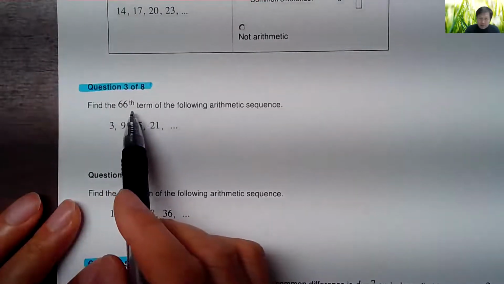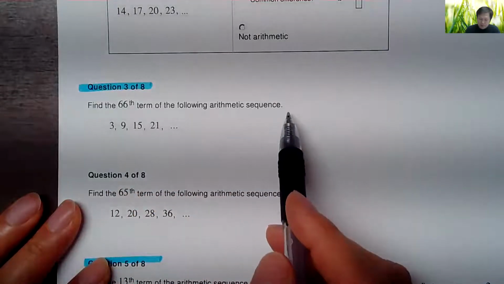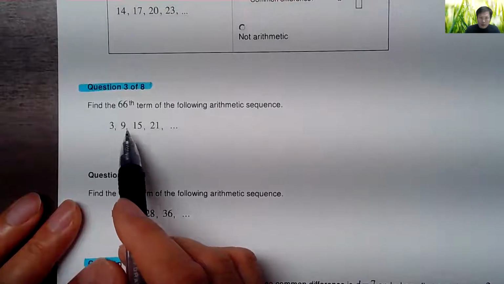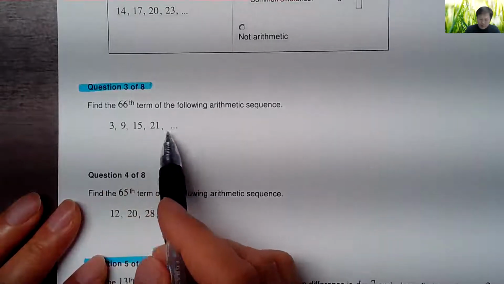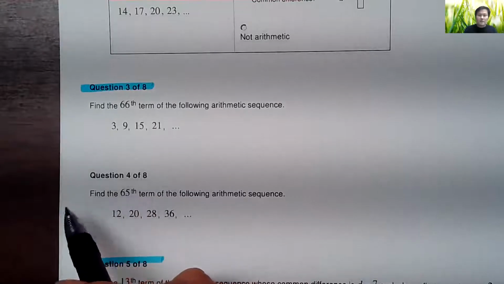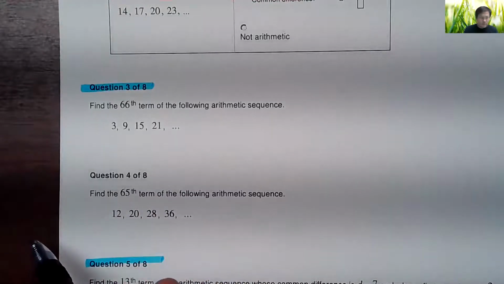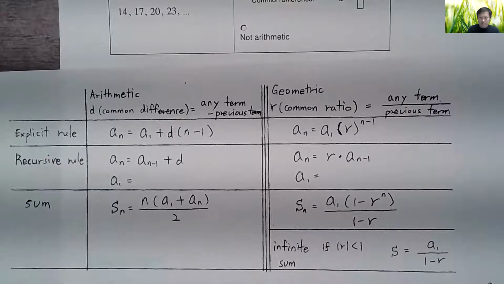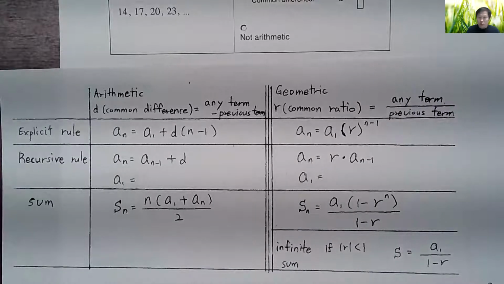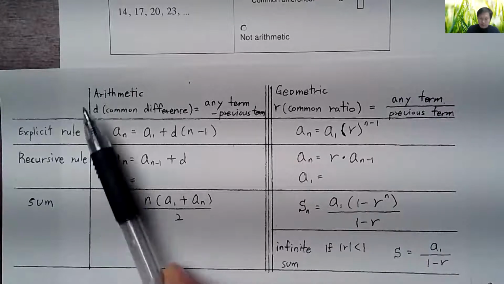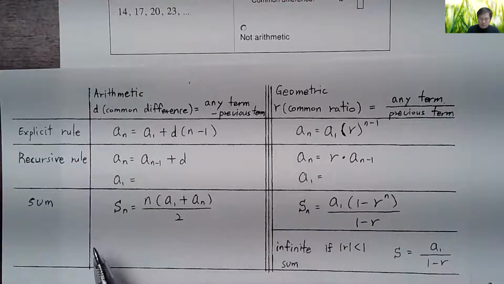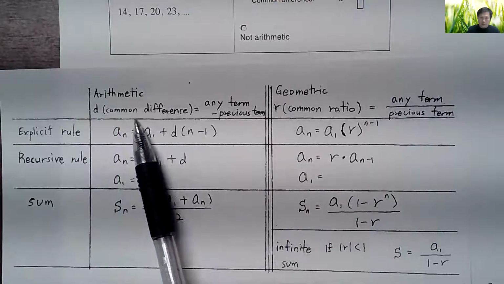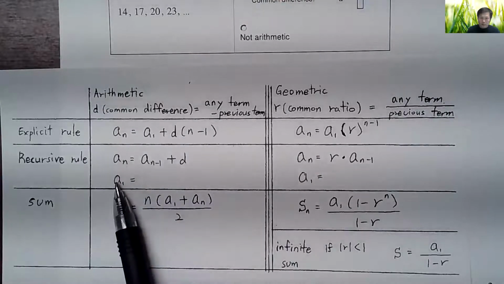Find the 66th term of the following arithmetic sequence. So if you look at 3, 9, 15, 21, so this is arithmetic sequence, and you're supposed to find 66th term. So this is the formula paper for arithmetic sequence, geometric sequence. And since you're using arithmetic sequence, we will use this column, and that's a series, summation. So this chapter, you will deal with these two formulas here. Explicit rule, recursive rule.